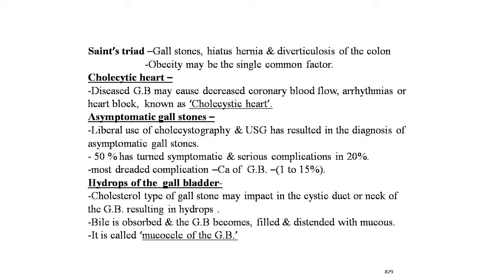Asymptomatic gallstones. Liberal use of cholecystography and USG has resulted in the diagnosis of asymptomatic gallstones. 50% turn symptomatic and serious complications occur in 20% only. The most dreaded complication is carcinoma of the gallbladder, which contributes only 1 to 15%. Hydrops of the gallbladder: cholesterol type gallstones may impact in the cystic duct or neck of the gallbladder, resulting in hydrops. Bile is absorbed and the gallbladder becomes filled and distended with mucus. It is called mucocele of the gallbladder.